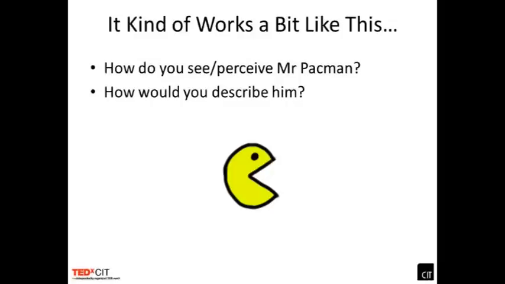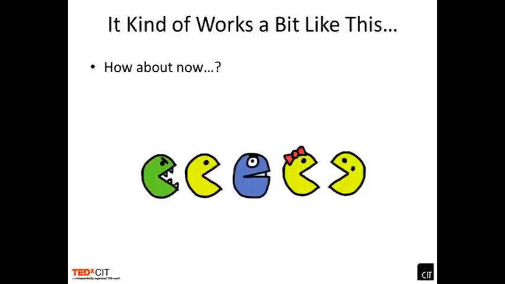So this is an example from the world of perceptual learning. So how would you see or perceive Mr. Pac-Man if it was just shown to you like this? If you were asked to describe him, what would you say? That he was yellow, kind of round, maybe badly drawn, kind of thing? What about now, when you see him in this other context? It might even take you a second or two to locate him.